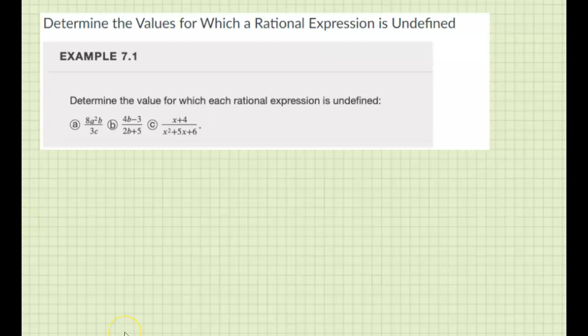Hello, welcome to section 7.1. So in this example, we're going to determine the values for which a rational expression is undefined.